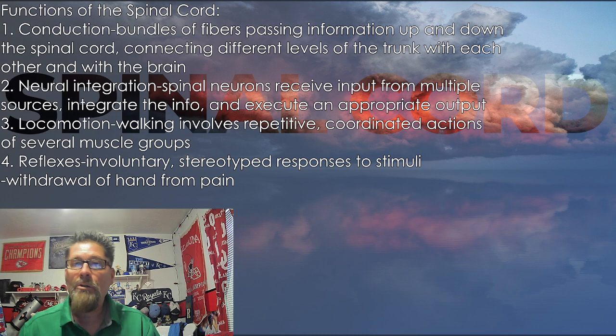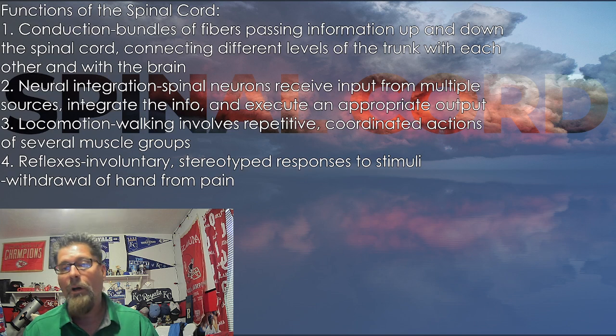Now, when we're talking spinal cord, one of the things that we want to talk about right up front is the functions, and we want to tie those functions in to things that we've already seen and talked about as far as nervous tissue. But starting off with conduction. Now, conduction is simply that process of getting the electrical impulse through the nervous system, nervous tissue.